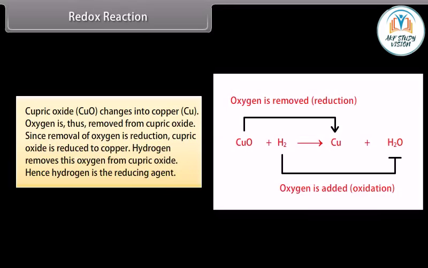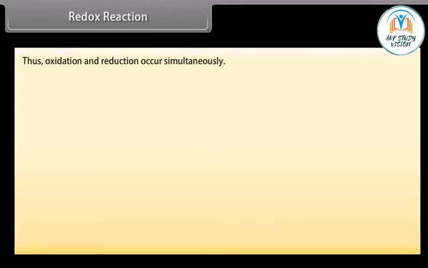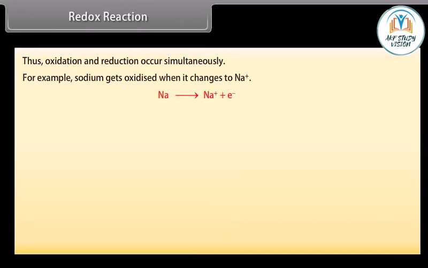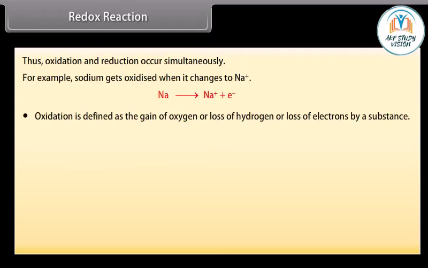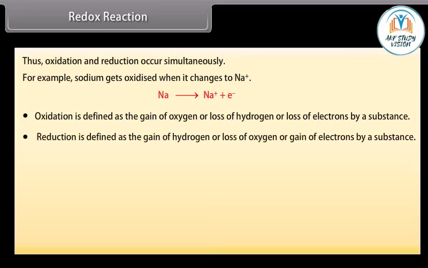Hydrogen removes this oxygen from cupric oxide. Hence, hydrogen is the reducing agent. Thus, oxidation and reduction occur simultaneously. For example, sodium gets oxidized when it changes to Na+. Oxidation is defined as the gain of oxygen or loss of hydrogen or loss of electrons by a substance. Reduction is defined as the gain of hydrogen or loss of oxygen or gain of electrons by a substance.